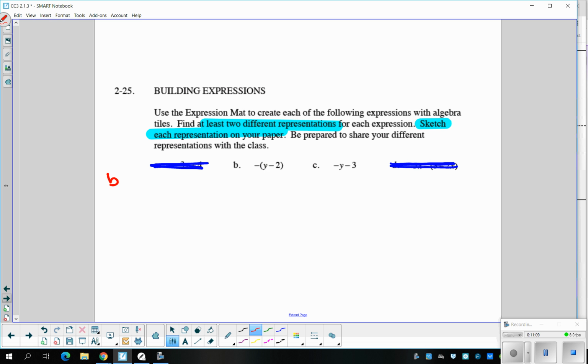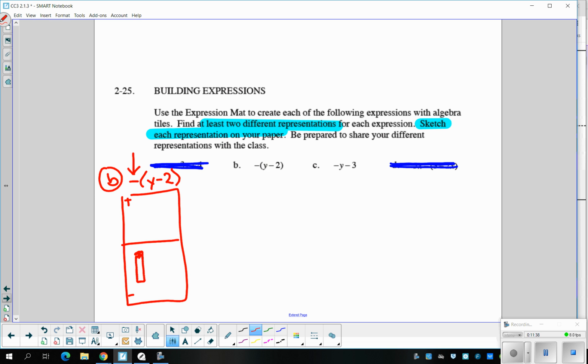So here's B. Now, there are several different ways you could do this. I'm just going to come up with a way or two. If I'm doing this one, I'd say it as the opposite of y minus 2, or the negative of y minus 2. One way you could show this is to think, okay, this is really saying it's in the opposite region. So I'm going to put the opposite of a positive y, just like what's in the parentheses, and then a -2. That's one way of doing it.